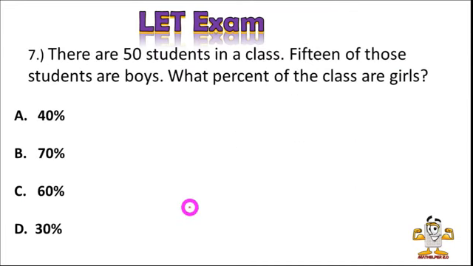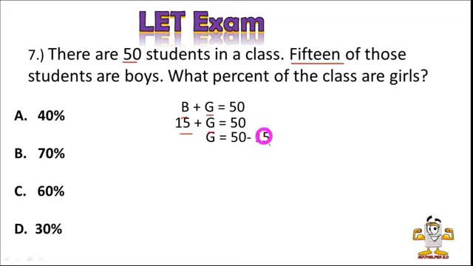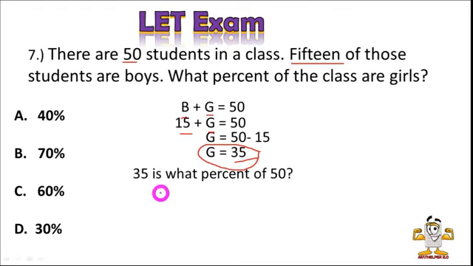So number 7, there are 50 students in a class. 15 of those students are boys. What percent of the class are girls? So boys plus girls equals 50. So there are 50 students. So 15 boys. Hindi po tiningay yung number ng girls. So 50 minus 15, so 35 po yung girls. So what percent of the class are girls? So ilang percent po yung 35 sa 50? So 35 is what percent of 50?